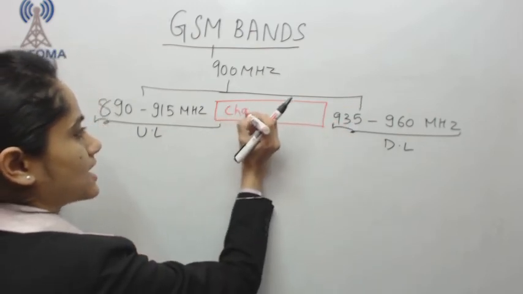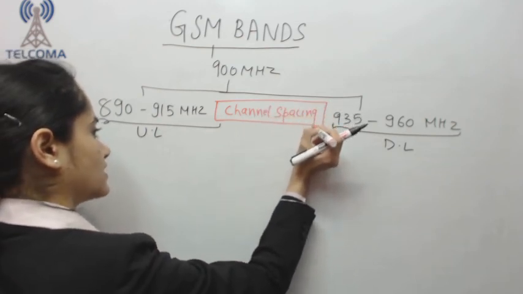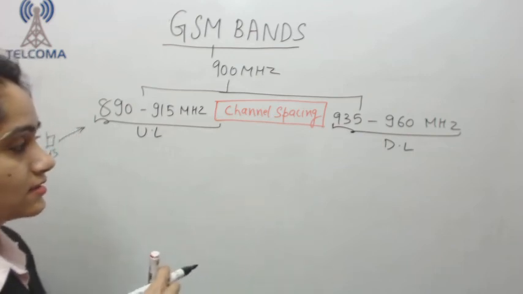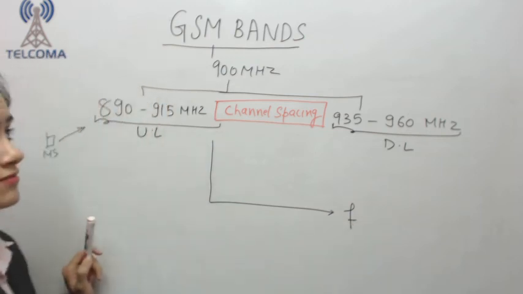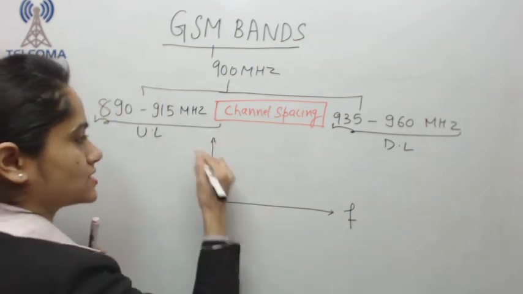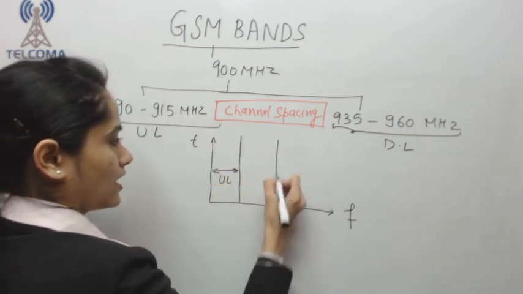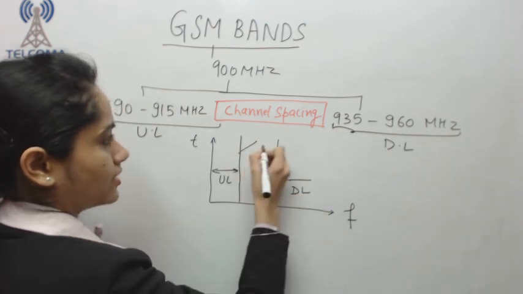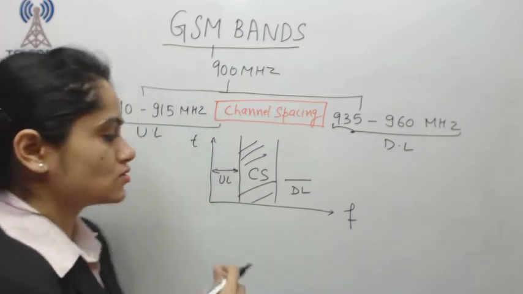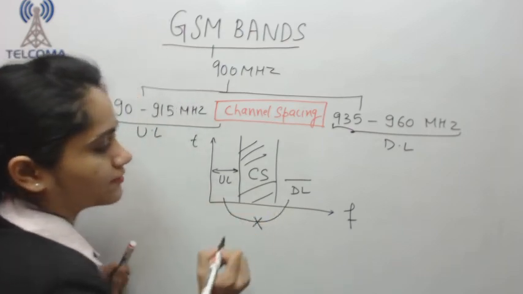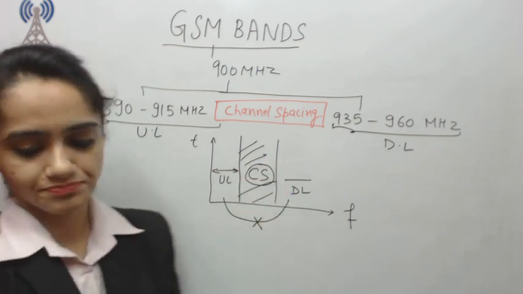The space between them we call channel spacing. In FDD mode, frequency division duplex, with frequency on one axis and time on the other, we have this as uplink and this as downlink, and in between we have the channel spacing. Why is channel spacing required? So that uplink frequencies will not interfere with our downlink frequencies. That's why we need to give channel spacing here.